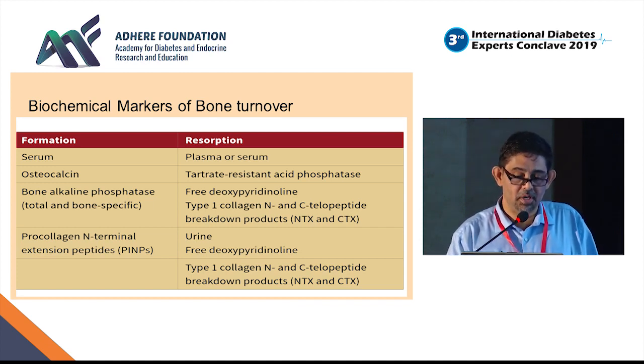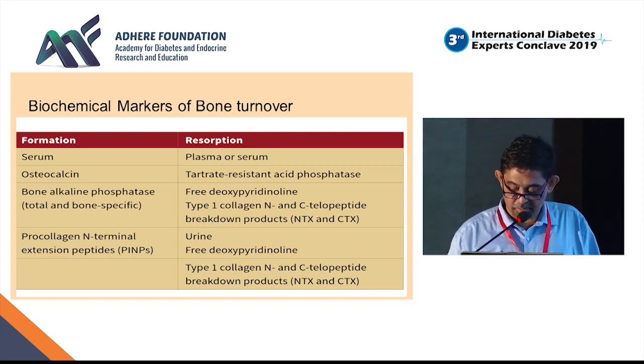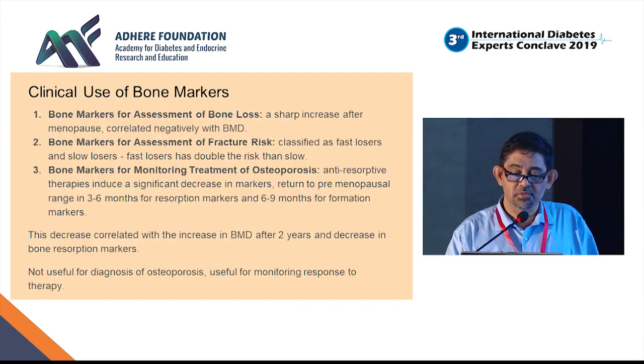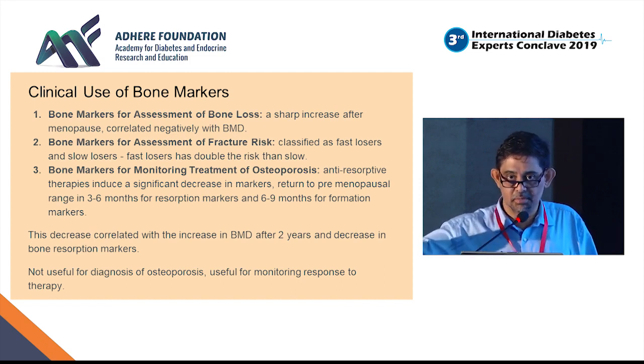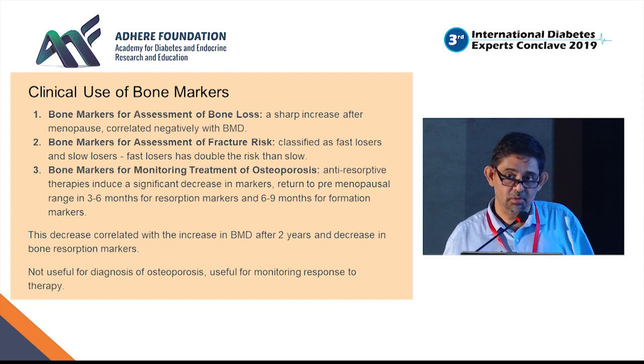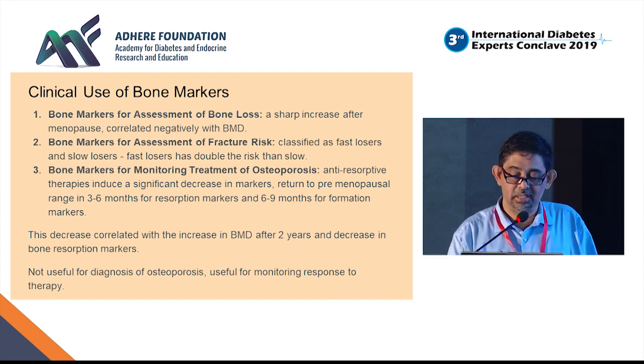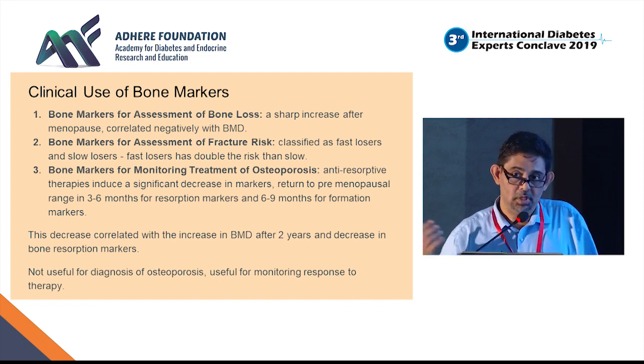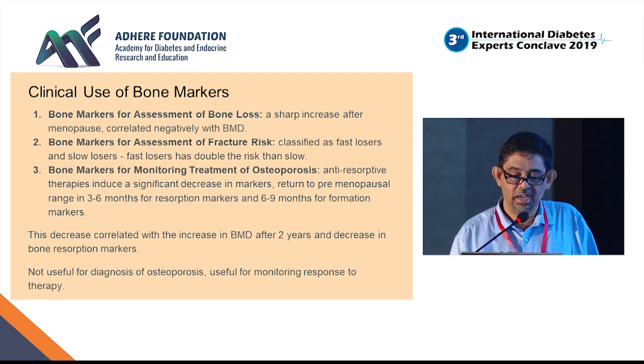You have formation markers, which are all blood tests, or resorption markers, which can be blood tests or urine tests. For the sake of time, I'm just going to skip this slide. Just remember that they are there. They are only used for assessing bone loss. If a patient has a sharp increase in the biochemical markers, then these patients are going to fracture much earlier than the others. If the patient is a fast loser, then also the biochemical markers will be high, and these patients have a higher risk for fractures.